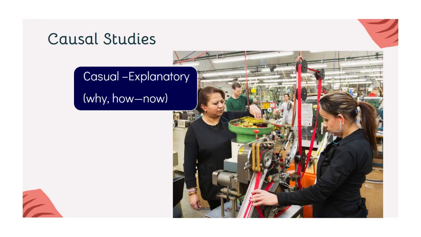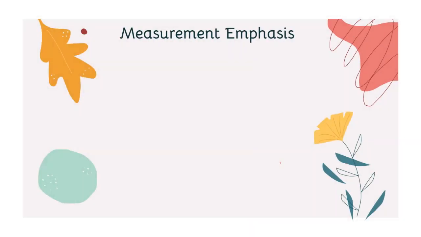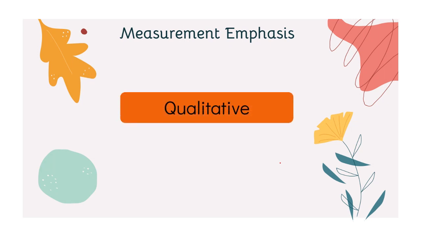Next you have causal studies. You have exploratory, where you ask questions like why and how, but you are looking at now. And predictive, you ask what and why, but you're doing that in the future. So you're trying to predict something that's going to happen in 10 years' time or in 6 months' time. Okay, I hope that was clear.